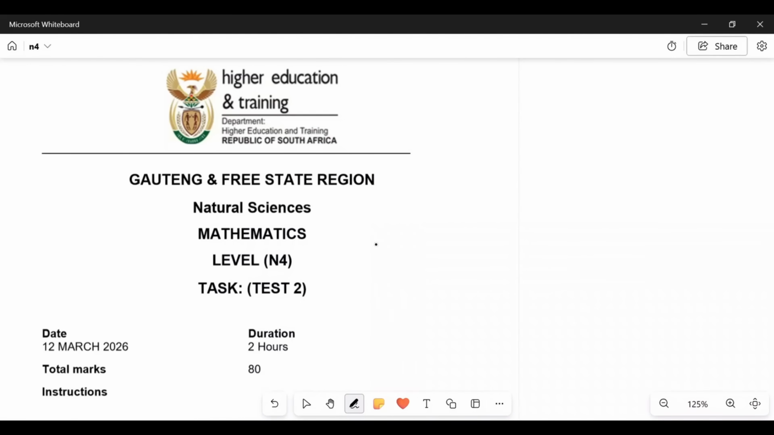We'll be doing this question paper that you see here. This is a mathematics question paper for N4. It was actually test 2, which was the common paper for the following provinces, Gauteng and Free State. This question paper consists of 4 questions: question 1, 2, 3, and 4. It was written on the 12th March 2026, and it took about 2 hours to be written.